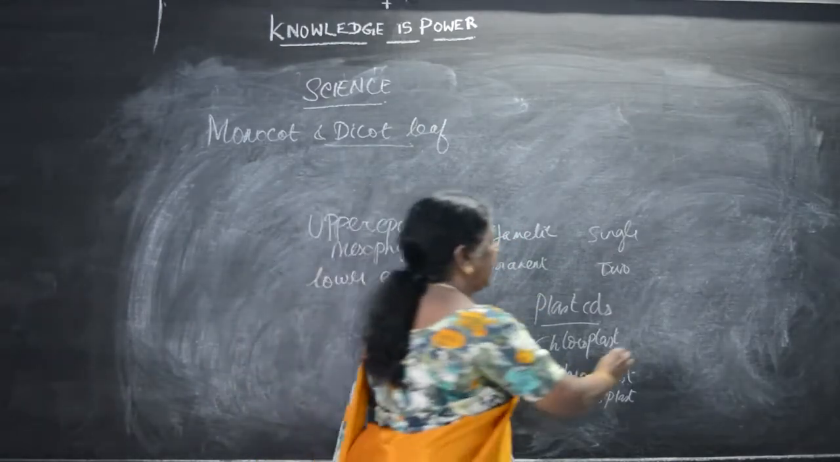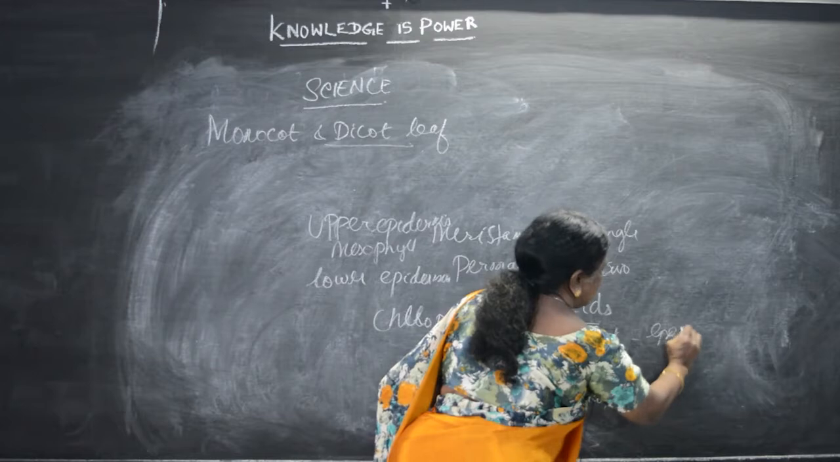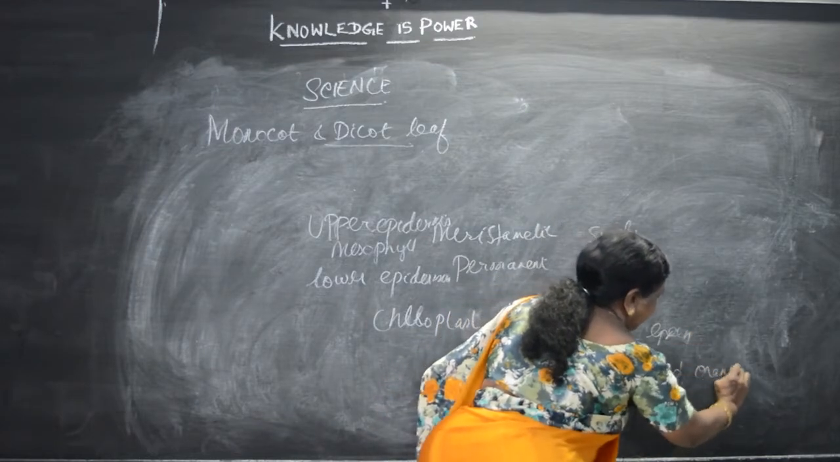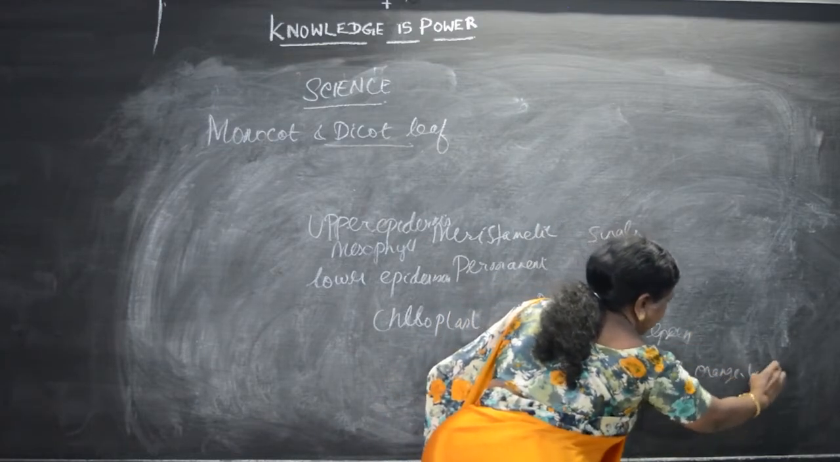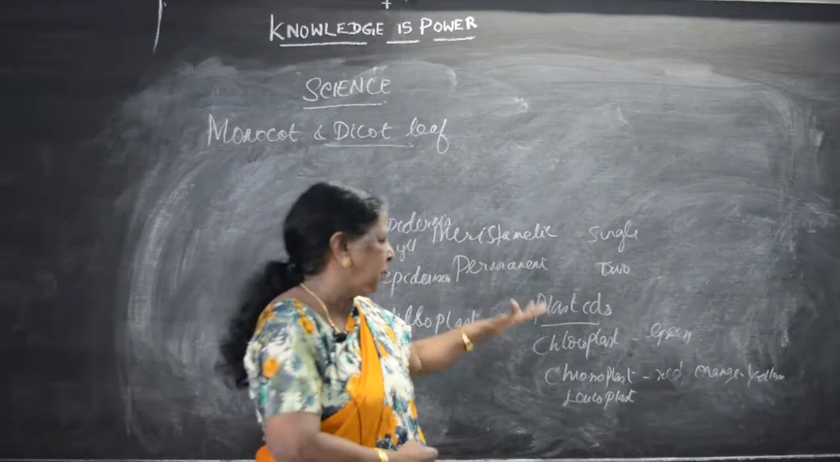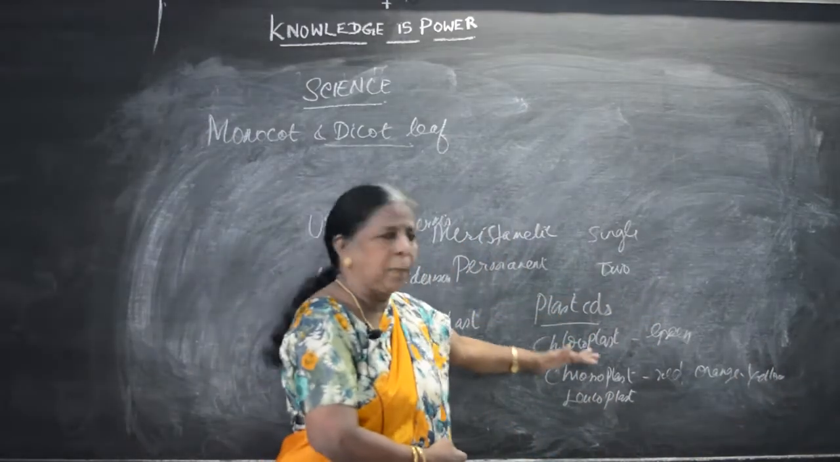Chromoplast is the pigment which contains red, orange and yellow. These are the colors wherever you have seen on the plants. You can remember that that is made up of chromoplast.